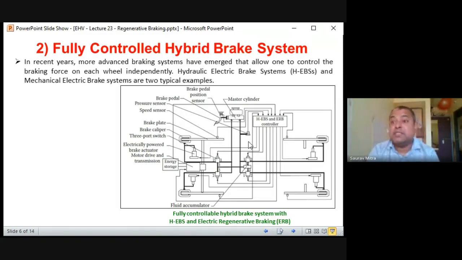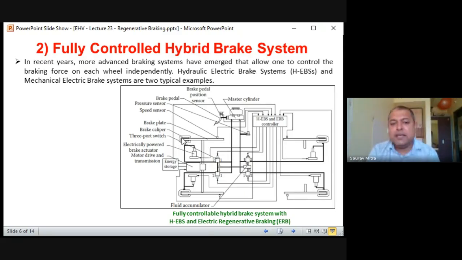Apart from that, there is a pressure sensor in the line, meaning the tubes inside which the brake fluid is there. Inside that, how high the pressure should be for proper braking, that pressure sensor inside the brake line is being checked continuously. The speed sensor was there previously, and the brake plate is there. This is a tire, and on this the brake plate is there. Actually, this plate is being held by the brake caliper.